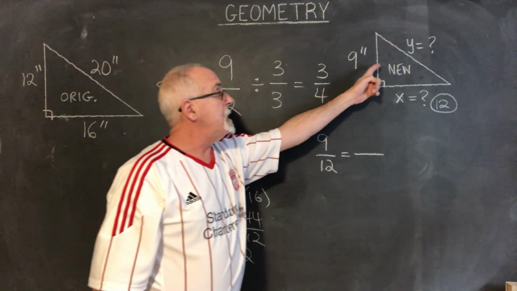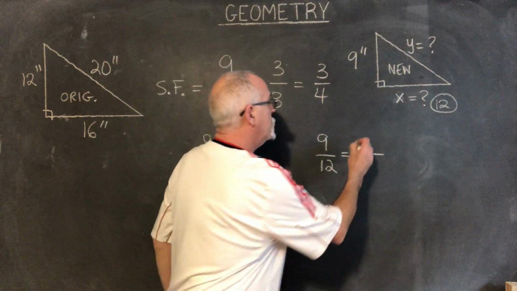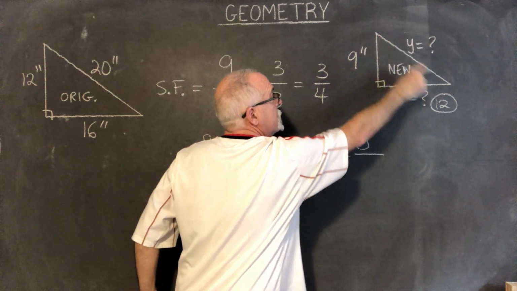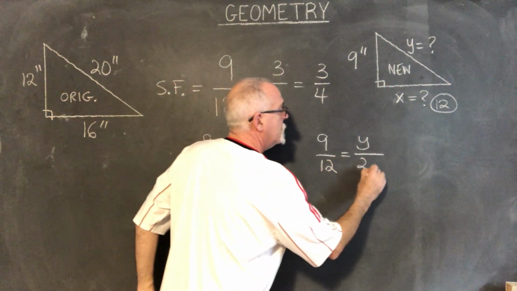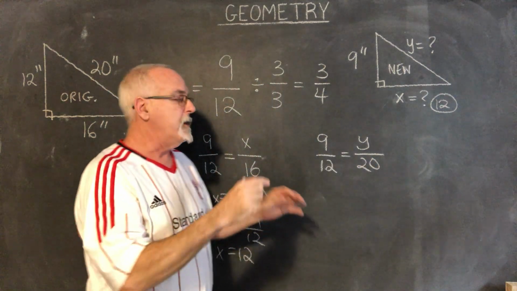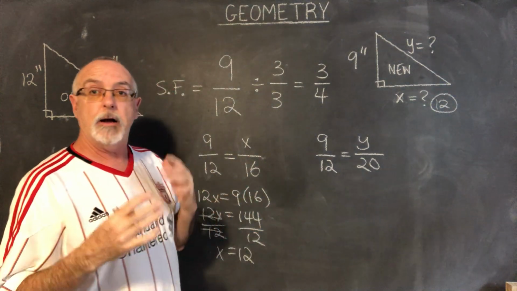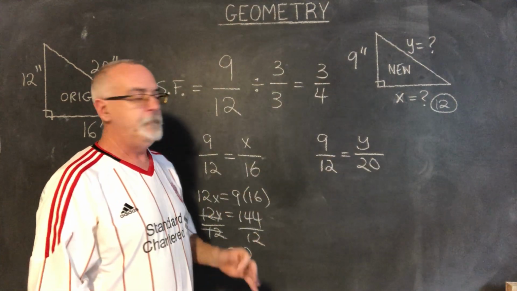So I can do it again to find y. Y is also part of the new, so it's going to go on the top. And then it's the longest side of the new triangle. The longest side of the original triangle is 20, so the 20 goes here. We have a way of building our proportions so that the numbers and the variable end up in the right places so that we get a correct answer. Having a strategy for how you do this is important.